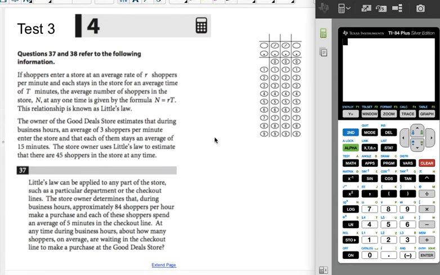All right, this is SAT Prep. We're doing test 3, section 4, and this is number 37. So in both 37 and 38, we have this long word problem.